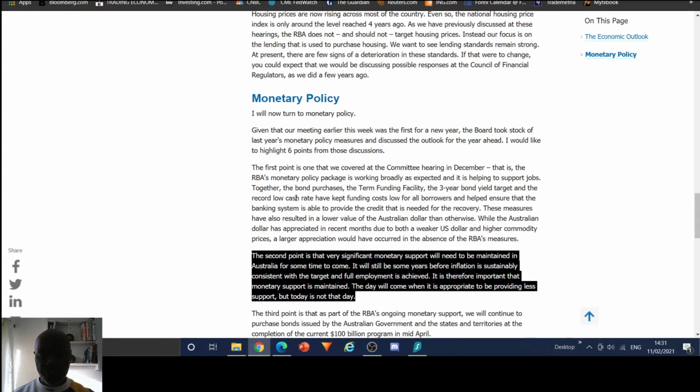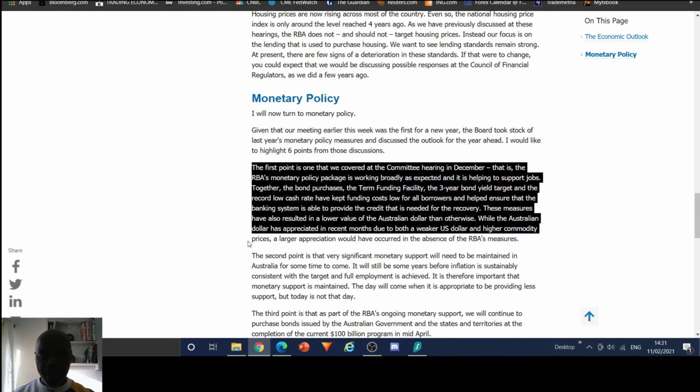Now, in this first paragraph, the first point is one that we covered at the committee hearing in December. That is, the RBA's monetary policy package is working broadly as expected, and it is helping to support jobs. So what the RBA is saying is that the package they put together to deal with the pandemic and the recession is broadly working.